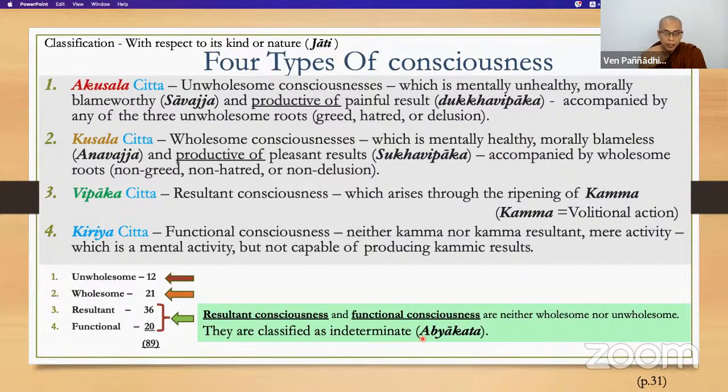Okay, so we have to remember two classifications. According to the plane of existence: kamavacara citta 54, rupavacara citta 15, arupavacara citta 12, and lokuttara citta 8. And for the classification according to nature, jati: akusala citta 12, kusala citta 21, vipaka citta 36, and kriya citta, functional, 20. So this is how we need to classify the consciousness. Actually, all 89 consciousness share the same characteristic of knowing or recognizing the object, but they can be classified according to their plane of existence and according to their nature. Okay, this is the first part of the consciousness study. Let me stop the explanation here, and let's continue to the Q&A session.